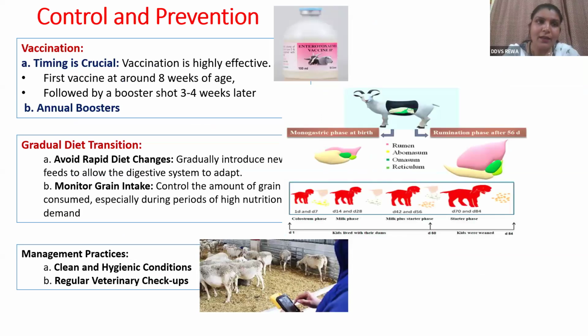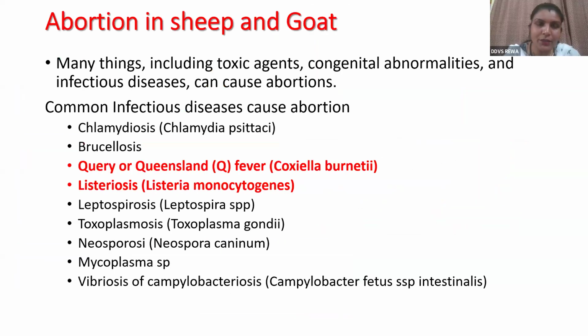Now an efficient vaccine is there, but again the immunity is not very long term. So in some circumstances we have to give the booster more frequently. You can also follow proper management of gradual diet transition, cleaning and hygiene conditions.